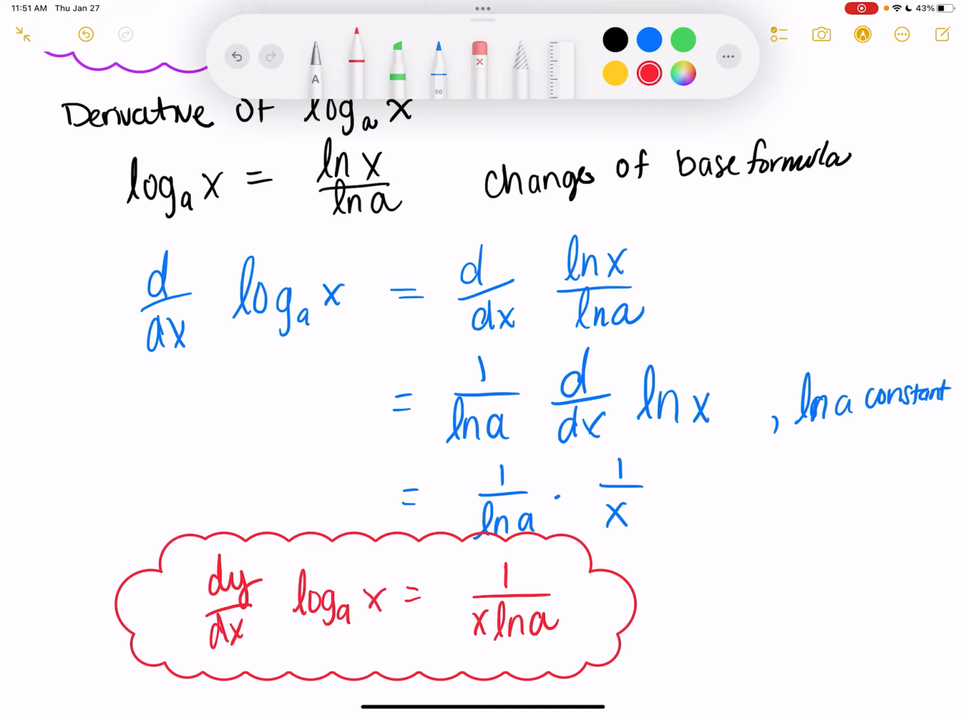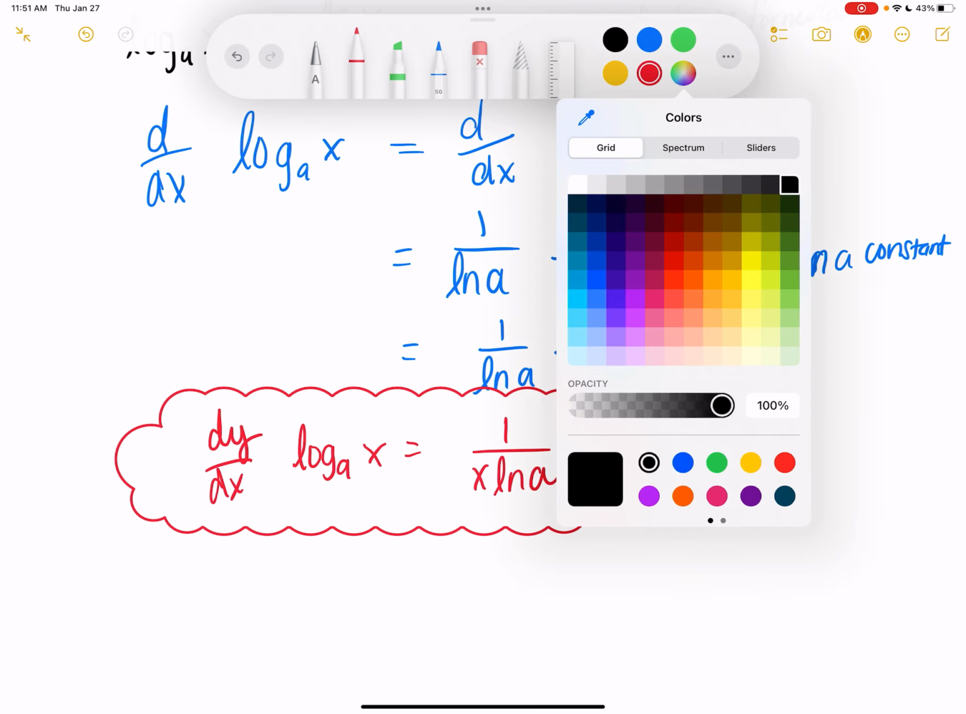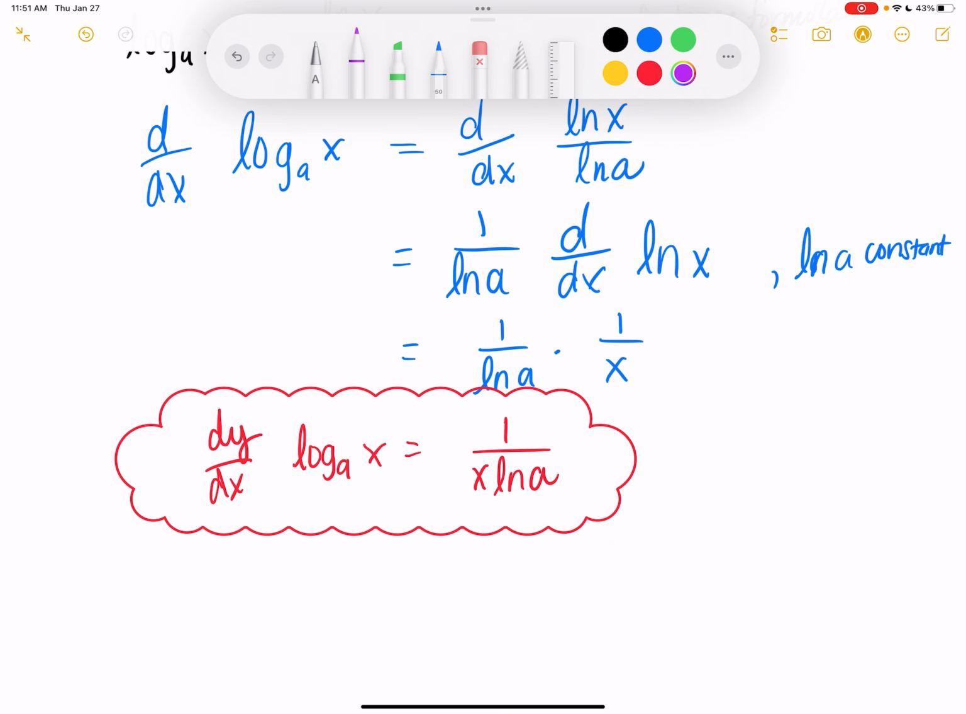And then, obviously, like all the others, there's a chain rule for this as well. So d dx of log base a of u is equal to 1 over u ln of a times du dx.